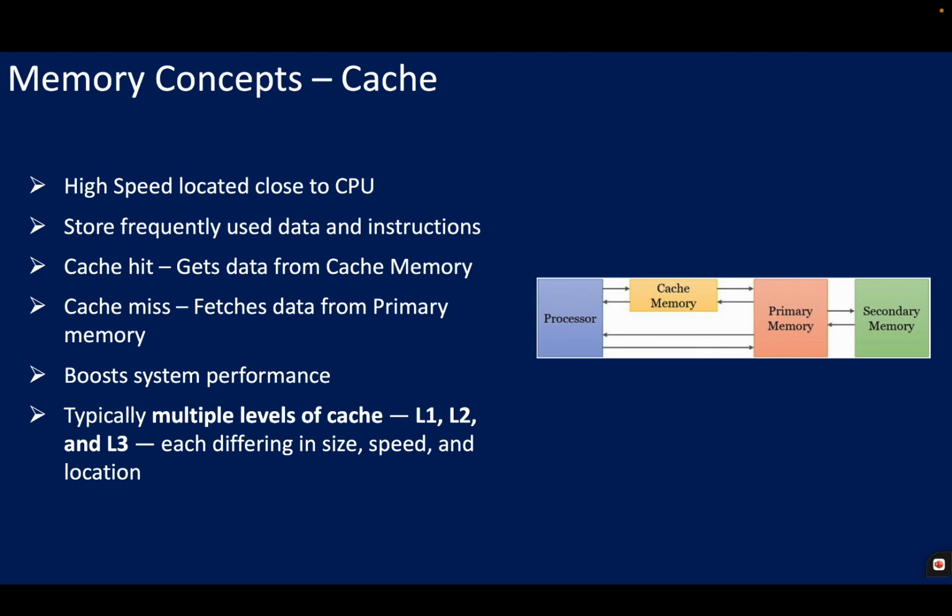Next concept, cache. Cache memory is a very high speed memory located close to the CPU. Its main purpose is to store frequently used data and instructions so the CPU can access them quickly. Think of it as a short-term memory for the processor. Instead of going all the way to RAM every time, the CPU first checks the cache. If the required data is already there, known as a cache hit, it can process it instantly. If not, it's a cache miss and the data has to be fetched from main memory, which takes more time. Because cache operates at a much higher speed than main memory, it helps to boost the overall performance. There are typically multiple levels of cache, L1, L2 and L3, each differing in size, speed and location.